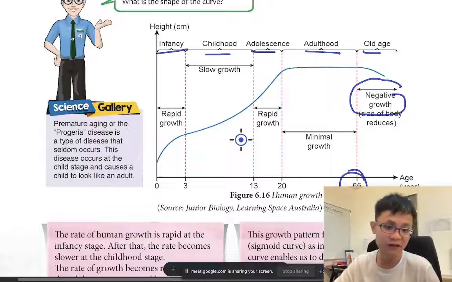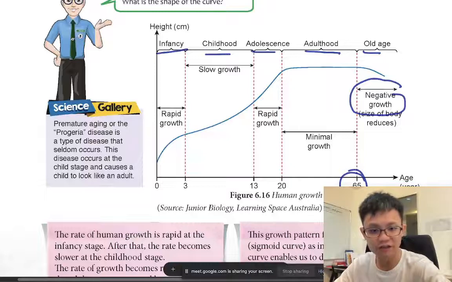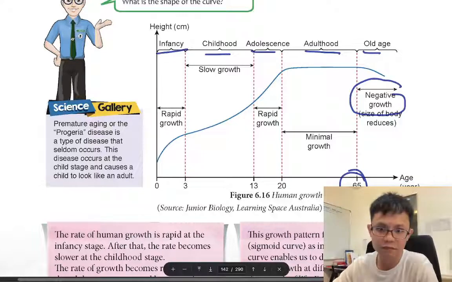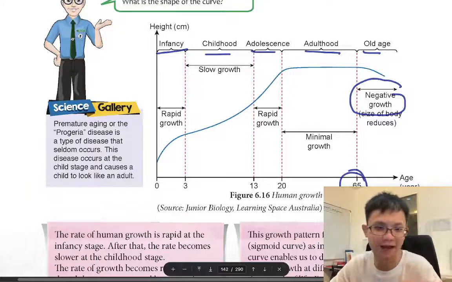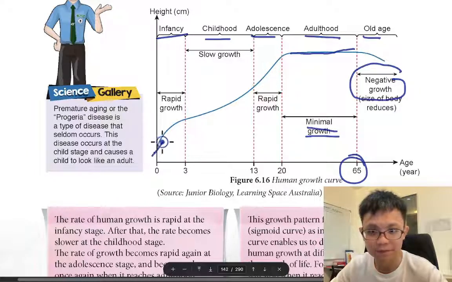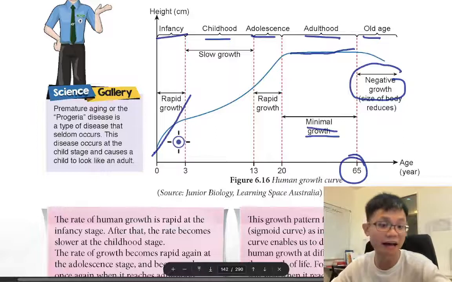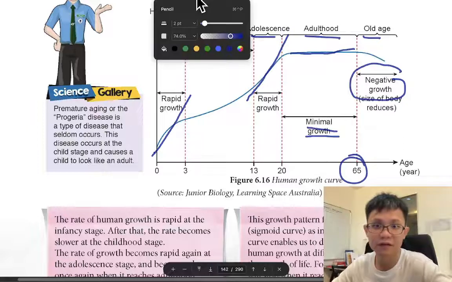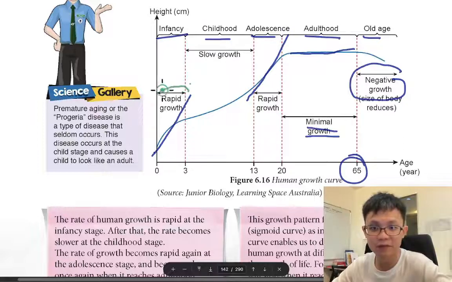Like for example, from this graph, can you tell me which stage of life has the most growth? 20 to 65 is the most growth, correct? No lah, no, more growth. This is no growth. Minimal growth means no growth because it is stagnant. The most growth is here. If you learn mathematics, here is the high gradient. The gradient is high, and here also is a high gradient. So we can say that here is a rapid growth.